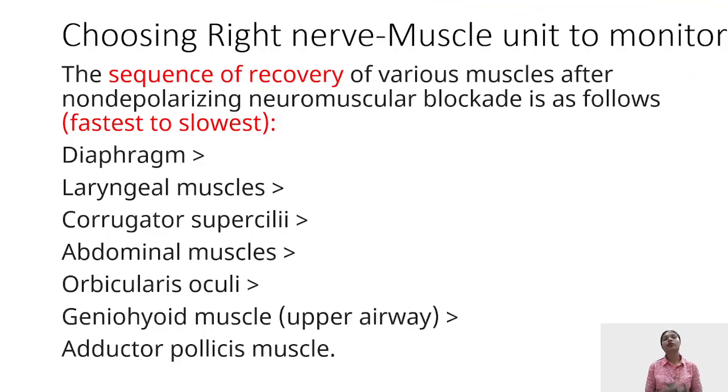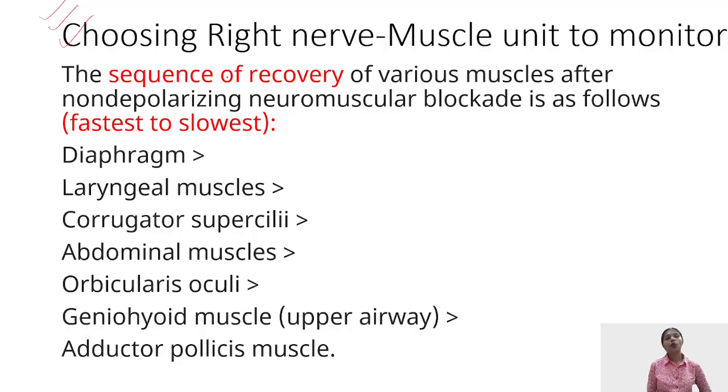We have to choose the right nerve for the right muscle unit to monitor. This is a very, very important slide. In this slide, I'll be telling you that all the muscles of the body behave differently. The muscle unit per se behaves differently, whether we are talking about central muscles or peripheral muscles. How they are going to behave is important for you all to know, because we have to choose which nerve has to be monitored, right?